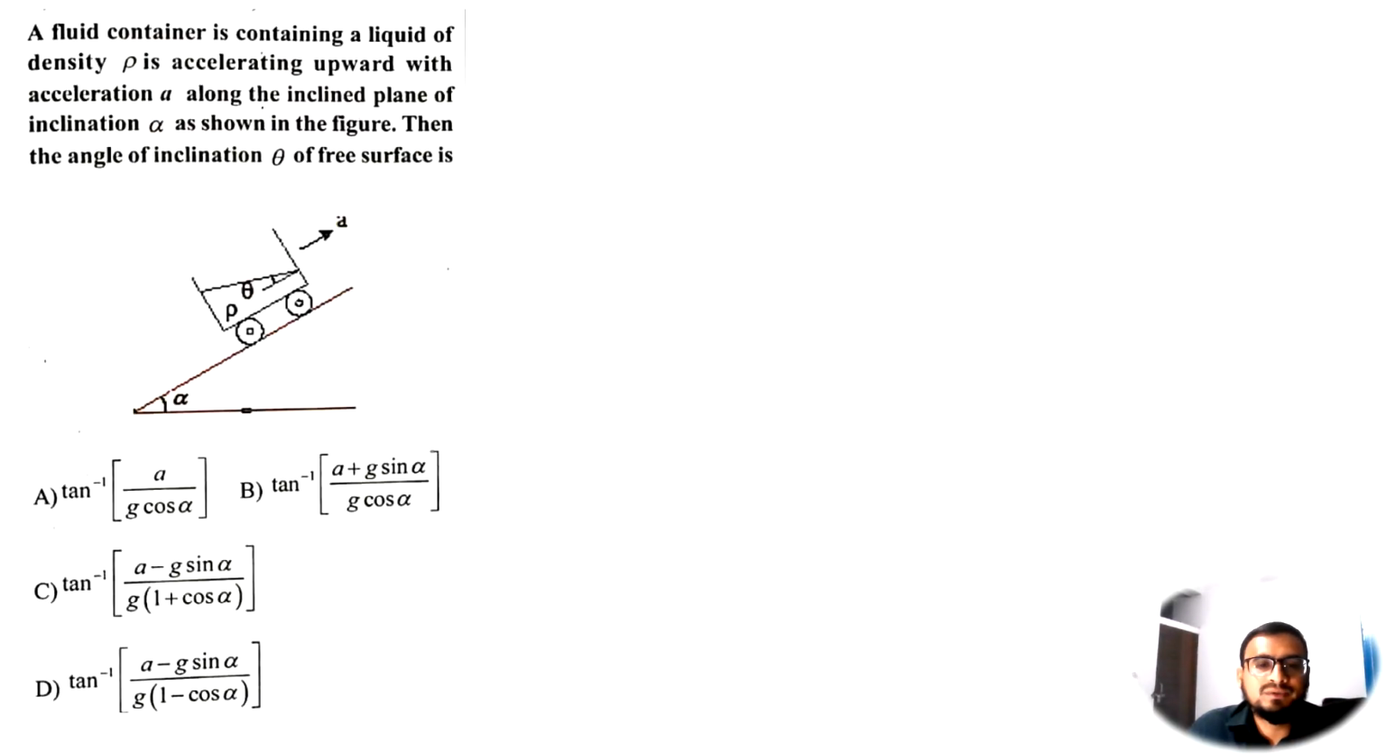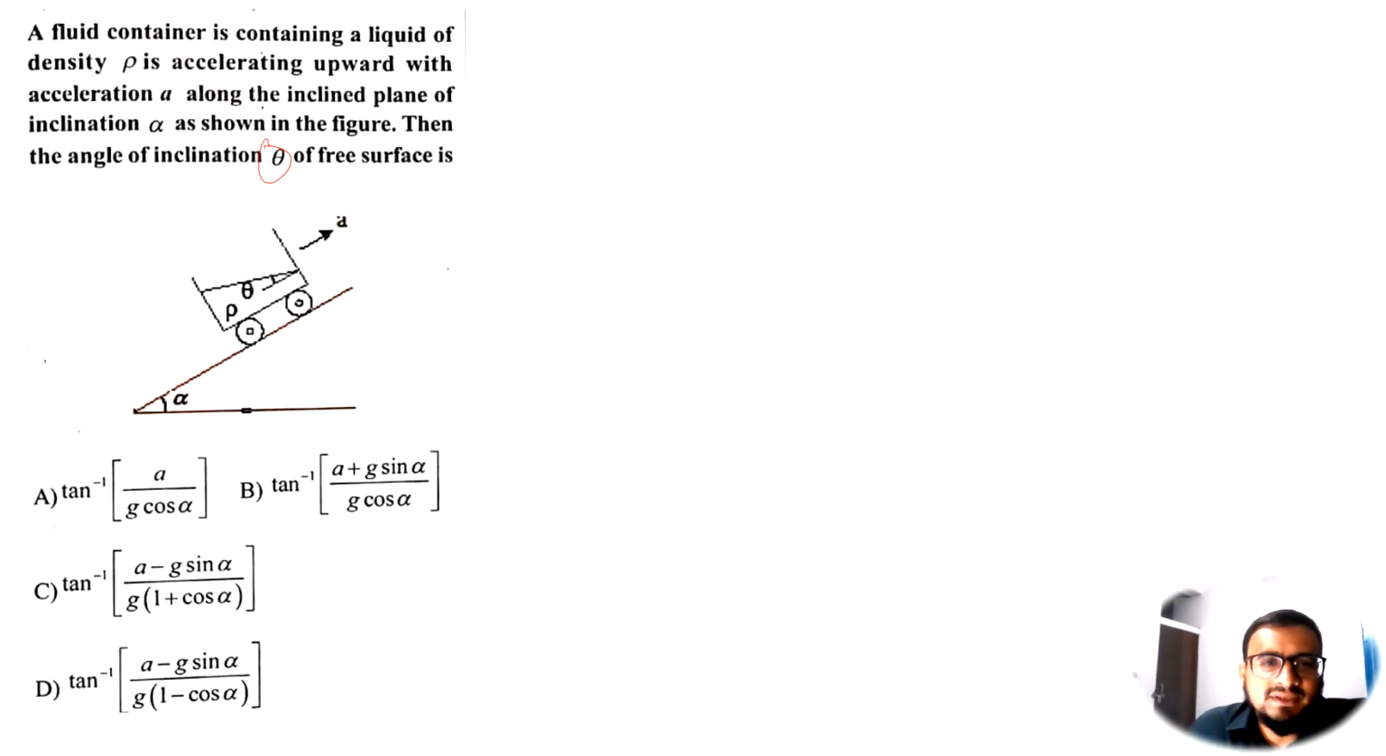All right, in this question we have a fluid container containing a liquid of density rho, accelerating upward as shown in the figure here with an acceleration of a along the inclined plane of inclination alpha. This is the vessel containing the liquid, and when this is accelerating, definitely the liquid will take this shape, making an angle theta with the free surface. What is the theta, he has asked.